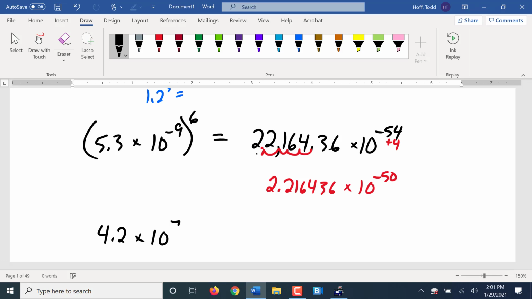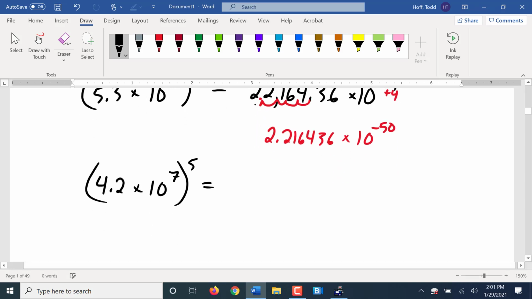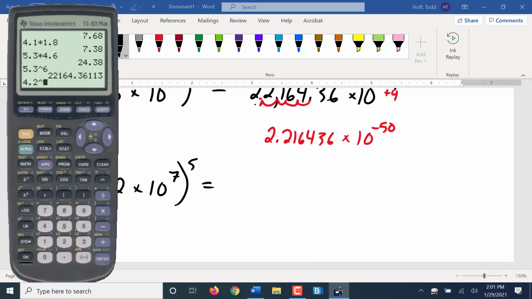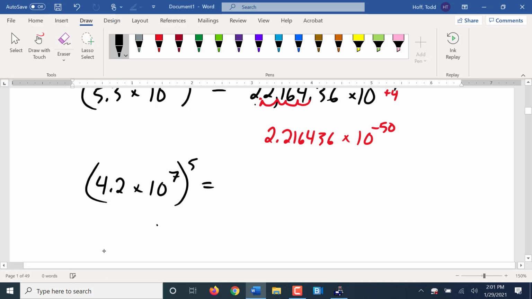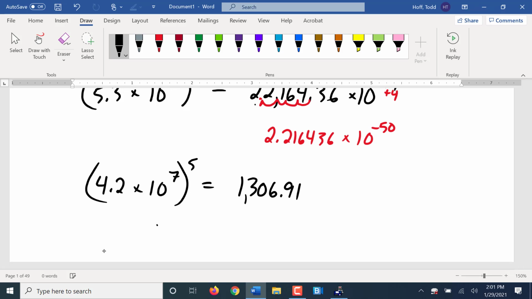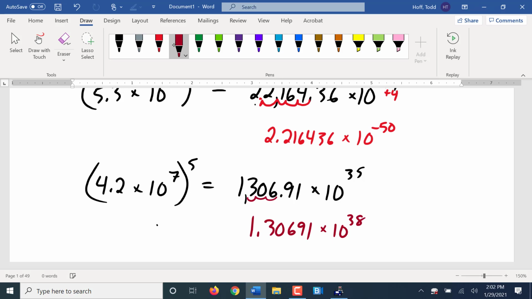4.2 times 10 to the 7th, to the 5th power. What's 4.2 to the 5th power? We'll go 0.91. So 1306.91 times 10 to the 35. Good. We adjust our decimal point here. 3 spots, so the power of 10 becomes 38. Good. The number here got smaller by 3 decimal places. Power gets larger by 3.